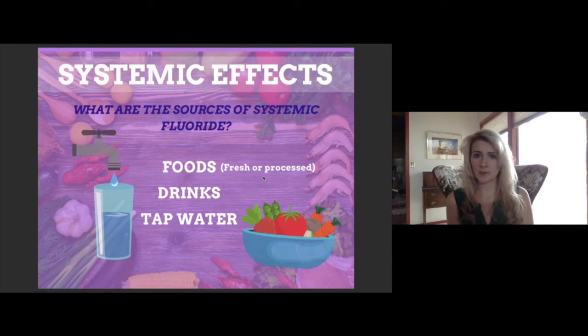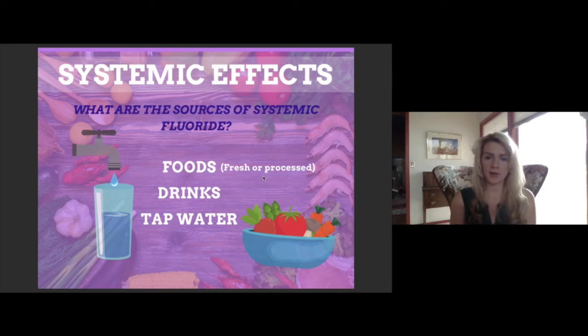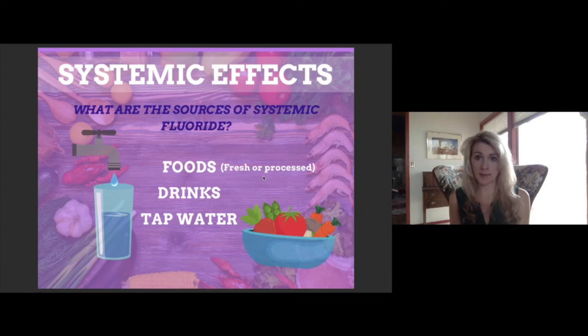The same with processed foods. Check to see where a factory might be located to know what source of community water that factory had. Is there fluoride in your food? Most likely, yes. Drinks as well. Anything other than, of course, water has typically used water to be created. Again, just knowing where it was located might provide you insight on how much fluoride might be in that certain product. And of course, tap water.